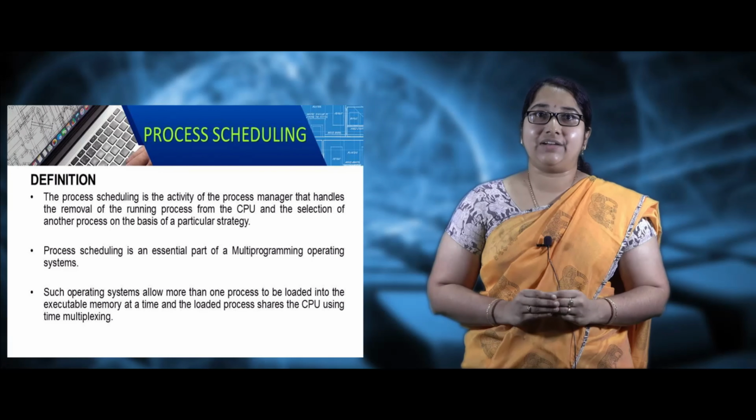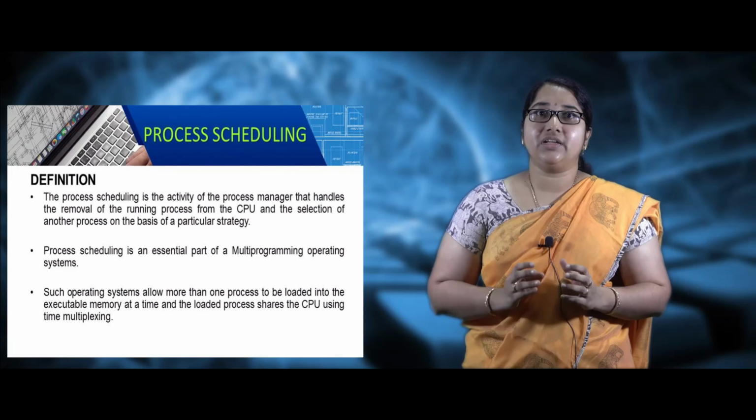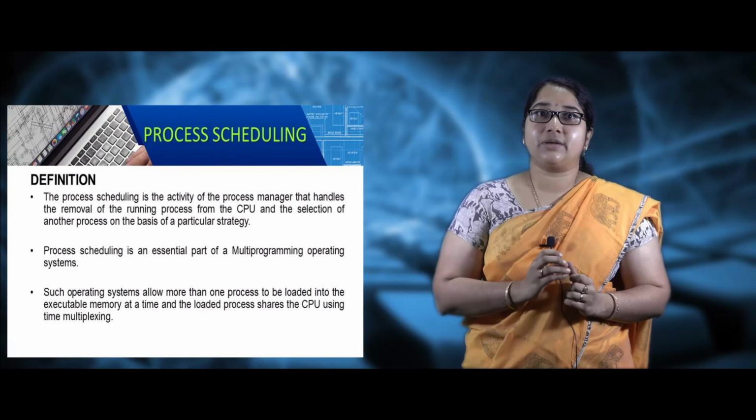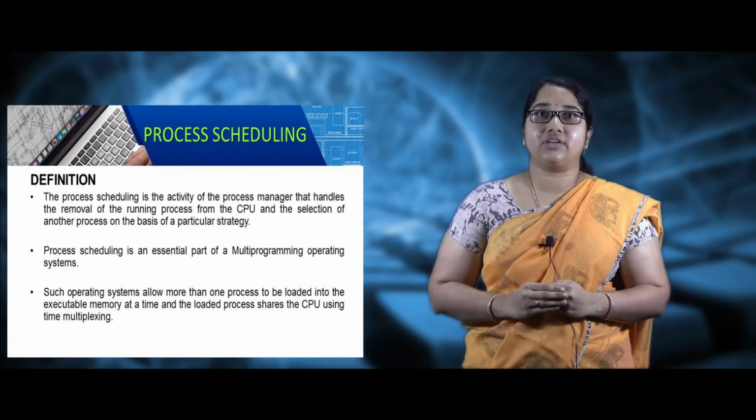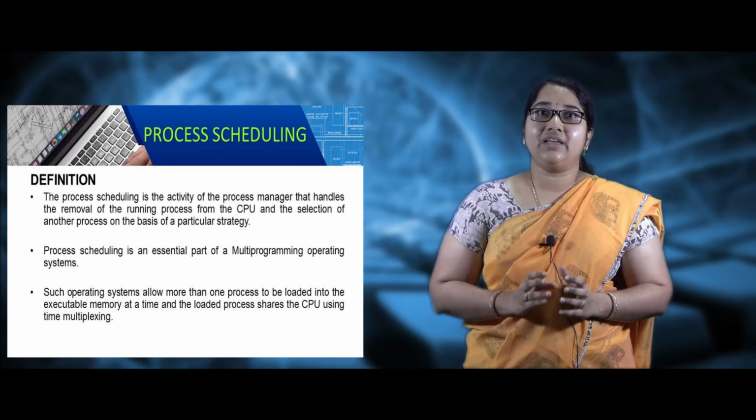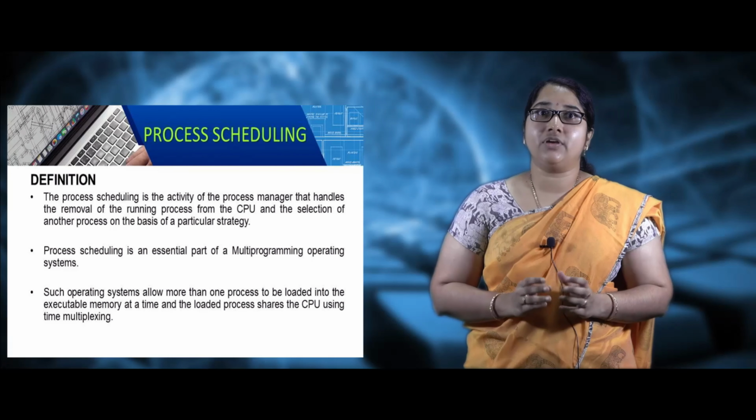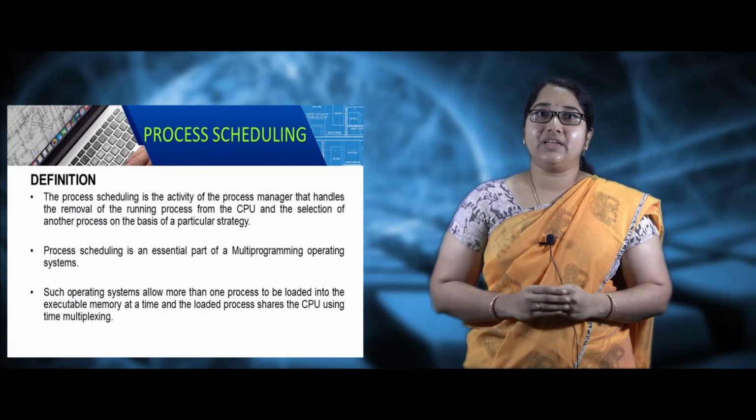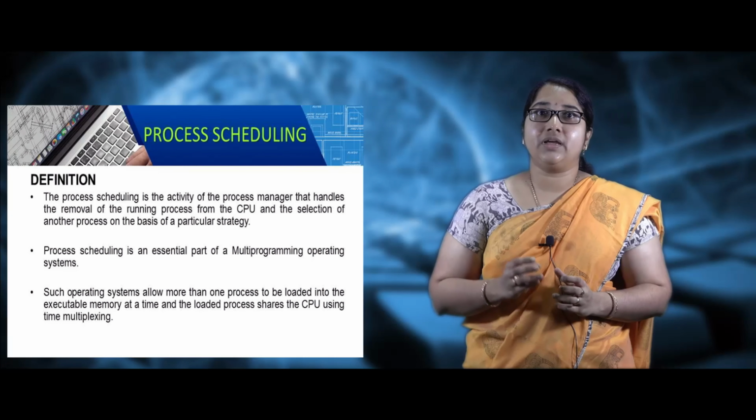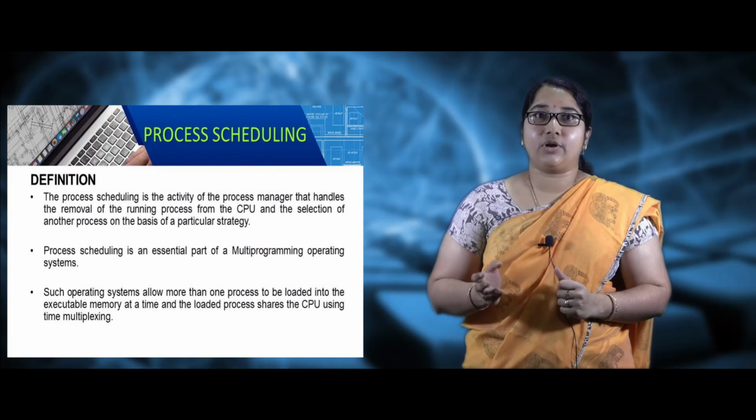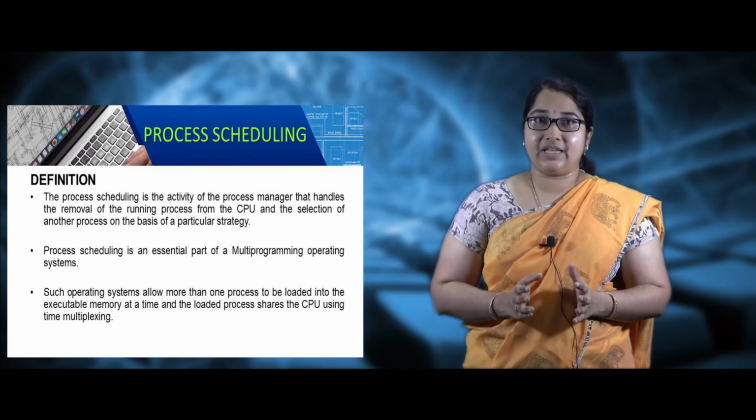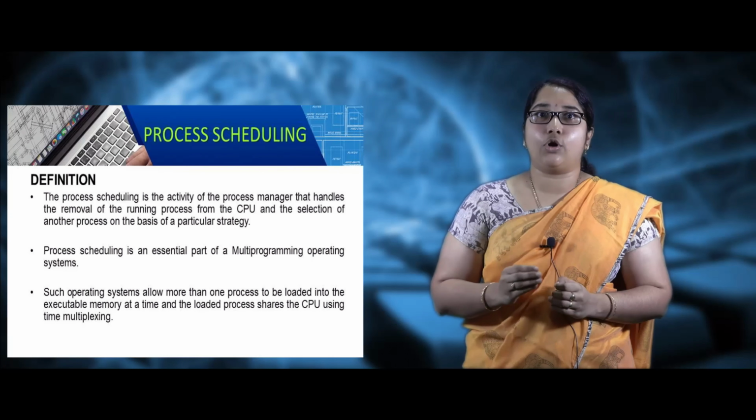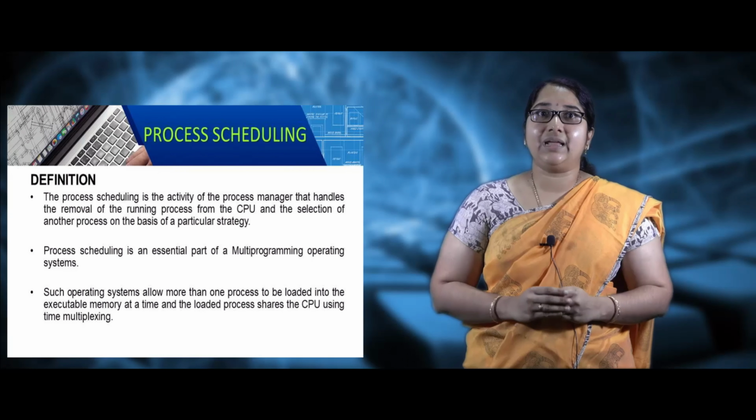Process scheduling is an activity performed by the process manager in which the running process is removed from the CPU and it is given to some other process based on certain strategies. Process scheduling is one of the most important aspects of multiprogramming operating systems. In this case, the operating system takes more than one process at a time and keeps them in the executable memory, and the same CPU is shared among all the processes based on time multiplexing.